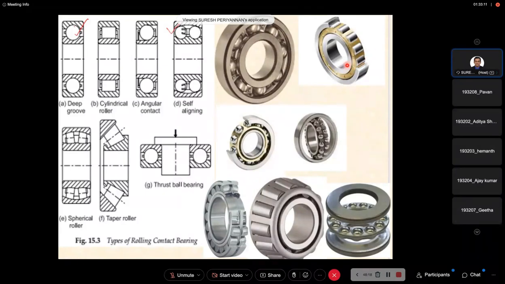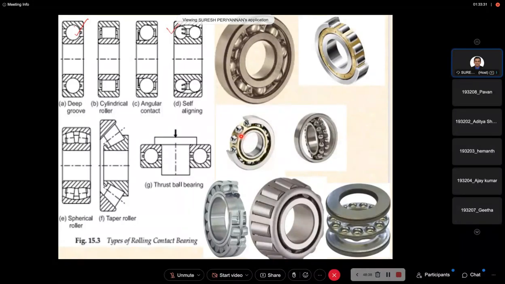We need more lubricant as compared to a ball bearing. These are the disadvantages. Now the angular contact bearing, which I just told you about. You see this inner race and outer race, and there is some angle. In this angle the balls are fixed. This is the angular contact bearing.